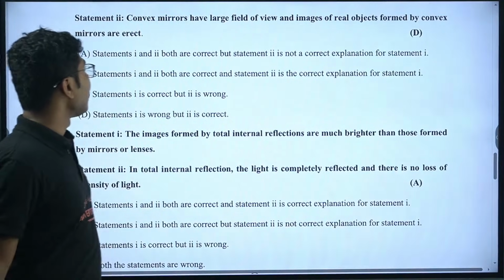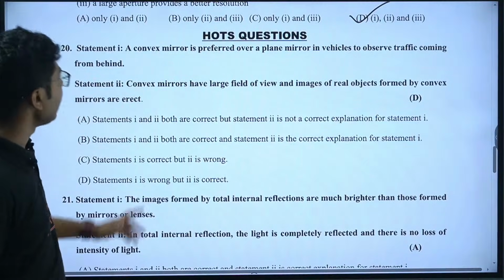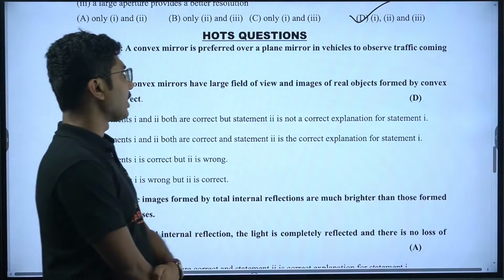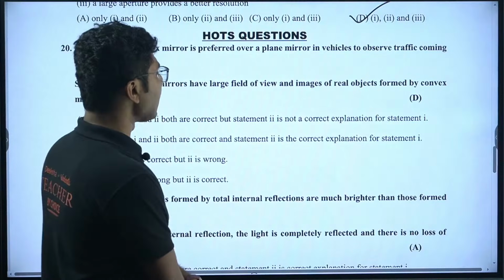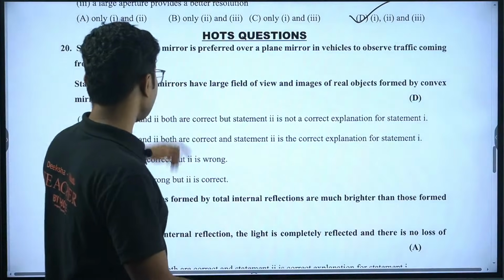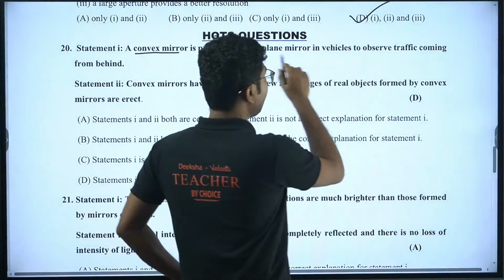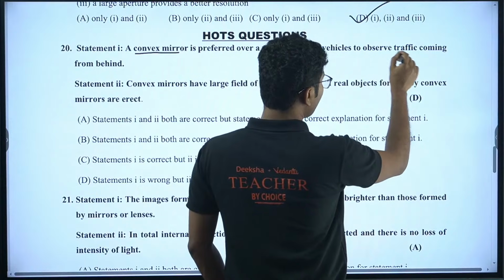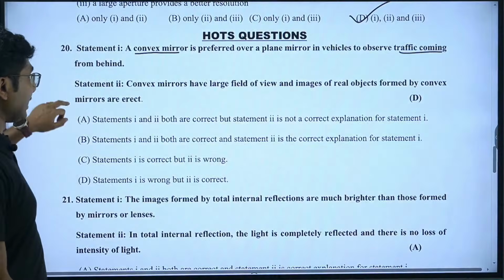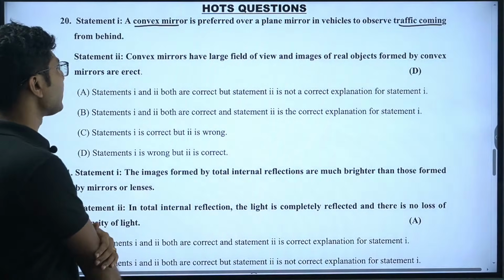Now these questions are slightly tricky, hot questions, so be prepared. Statement number 1: convex mirror is preferred over a plane mirror in vehicles to observe traffic coming from behind. So it is a rear view mirror. In rear view mirrors, we generally use convex mirrors.